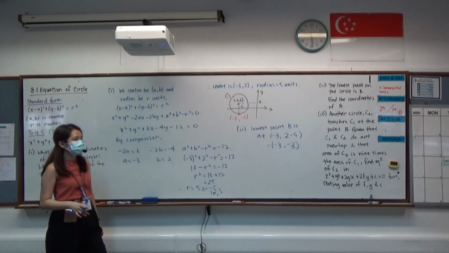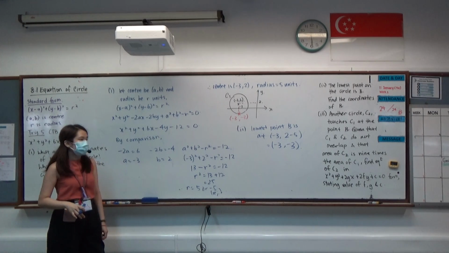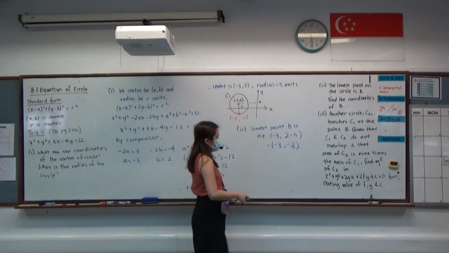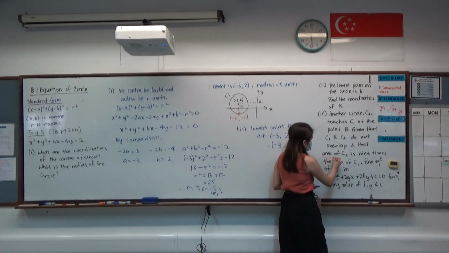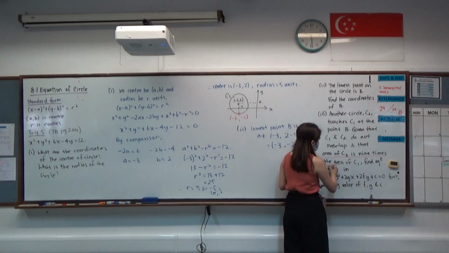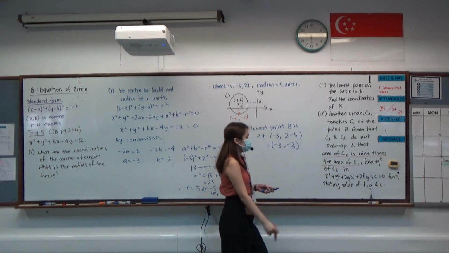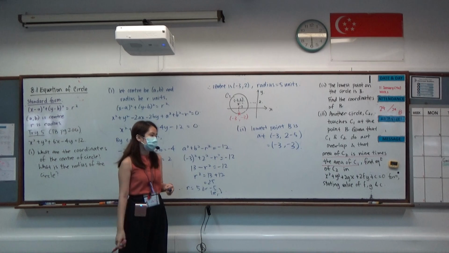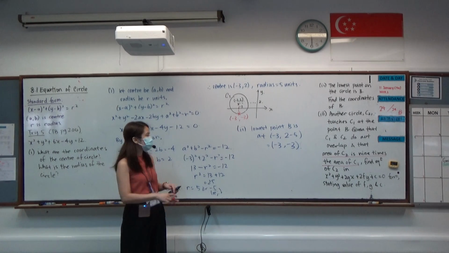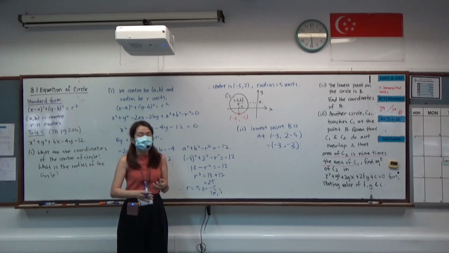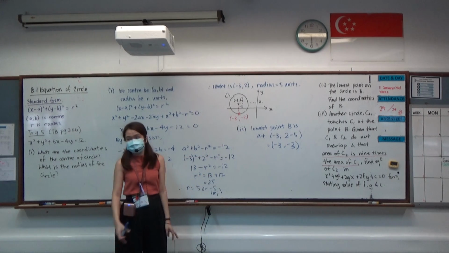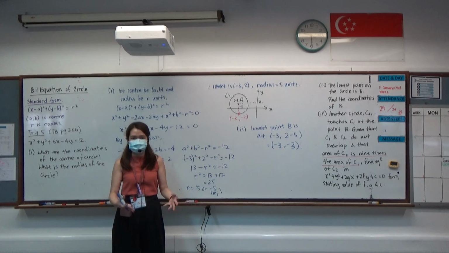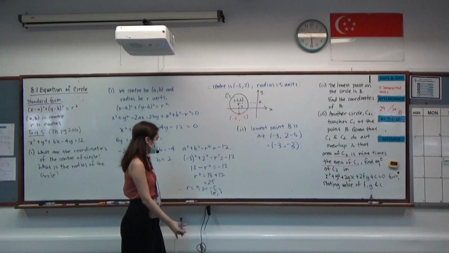Given that C1 and C2 do not overlap, and then there is this detail about the area of C2 being 9 times the area of C1, find the equation of C2 in the general form, and then we need to state what is F, G, and C. Okay, so it is a lengthy paragraph over there. You may want to break it down and illustrate it into an image itself.